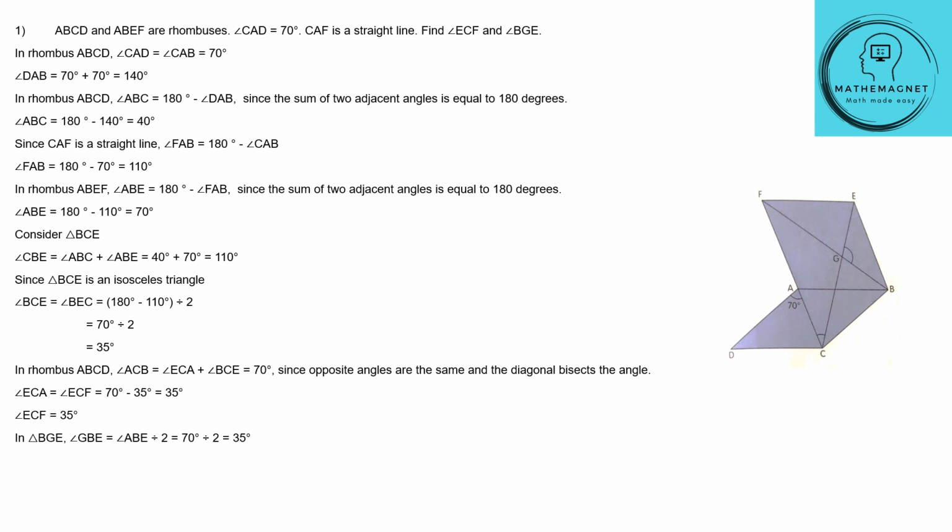Now in triangle GBE, we know angle GBE is 35 degrees, and we also found from triangle BCE that angle BEC is equal to 35 degrees. So the third angle, BGE, will be 180 minus 35 minus 35, which is equal to 110. So the second unknown angle in the question, angle BGE, will be equal to 110 degrees.